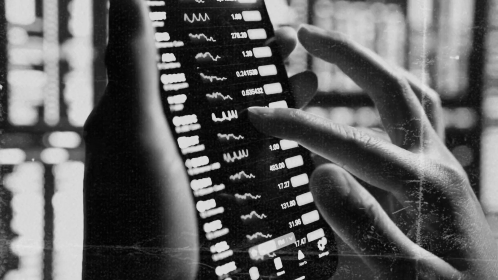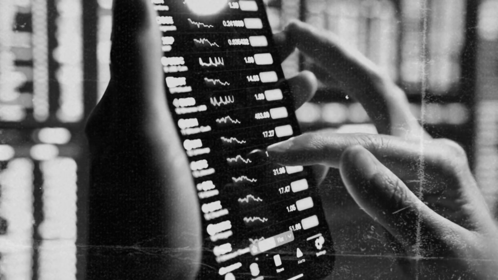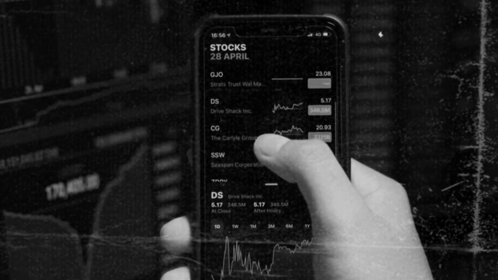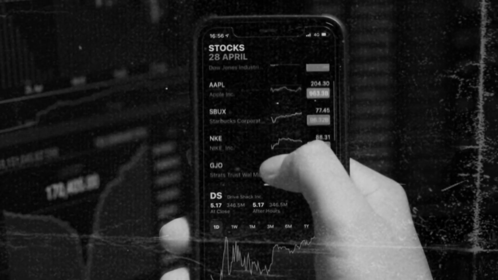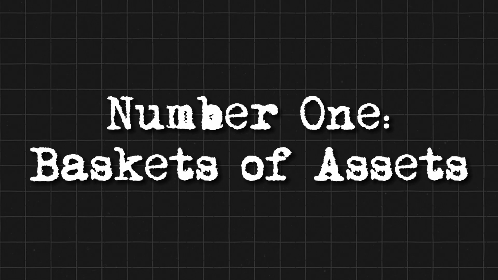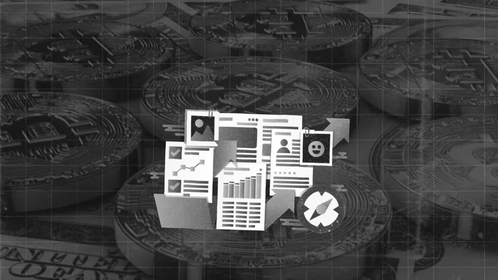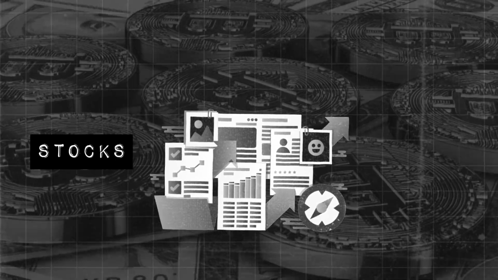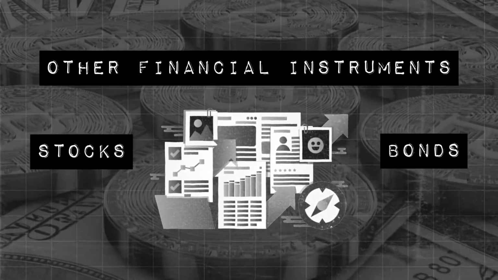So what is an exchange traded fund? An exchange traded fund, or ETF, is a type of investment fund and a financial instrument that is traded on the stock exchange, much like individual stocks. Here are the 7 key aspects to an ETF. Number 1, basket of assets. An ETF pulls money from many investors to create a fund that holds a diversified portfolio of assets. These assets can include stocks, bonds, or other financial instruments.